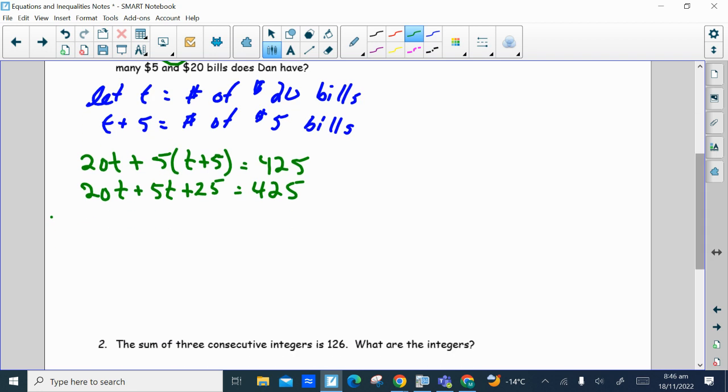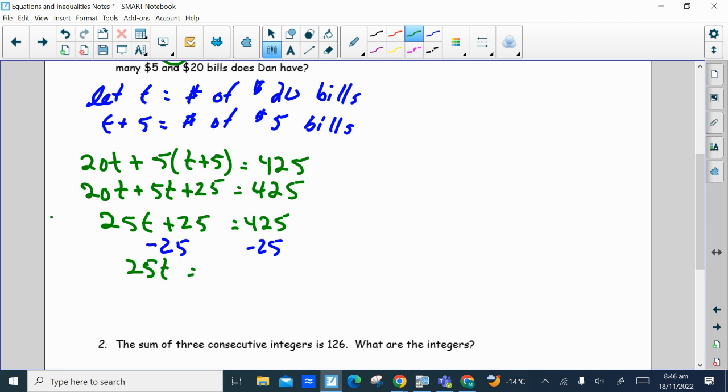We'll combine our like terms. We have 20t plus 5 more t's gives us 25 t's. So we've simplified the equation that now we will solve. We'll subtract the 25 from both sides to get the 25t by itself.